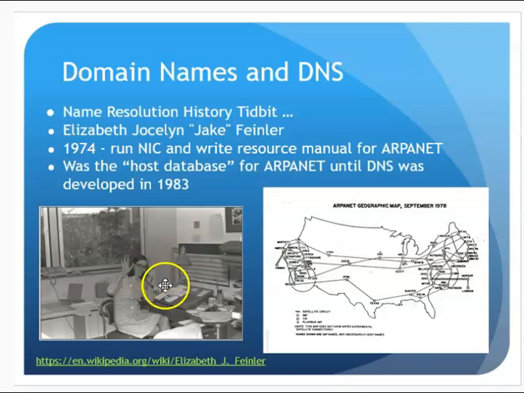So here's a picture of her sitting at the desk with manuals and pages. People would call and say, hey, what's the IP address for the server at University of California, Berkeley? And she would look it up and say, here, this is the address you're looking for. That's how you'll make the connection. She was the original DNS, and then the DNS servers got developed and were able to respond much quicker over time. But she was one of our early internet heroes, Jake Feinler.